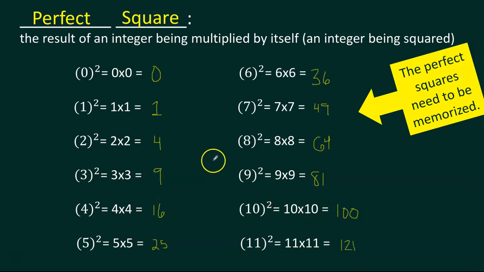Now sometimes kids get confused about what part is the perfect square. The 2 is not the perfect square. The 2 is the integer that's being multiplied by the other integer. The perfect square is actually these numbers that are recorded in yellow. So these are the ones you should already have memorized.